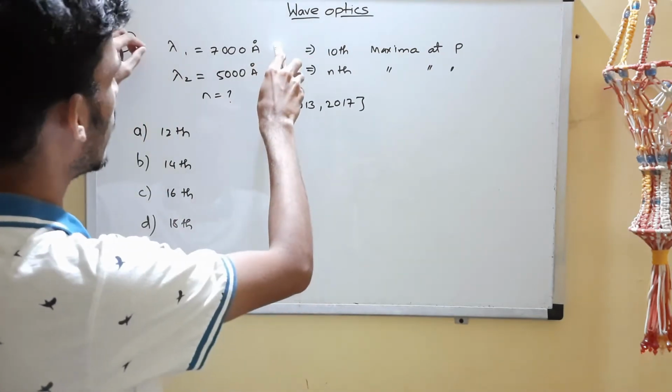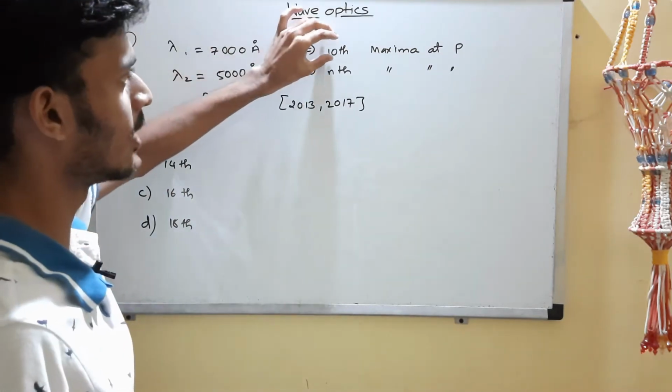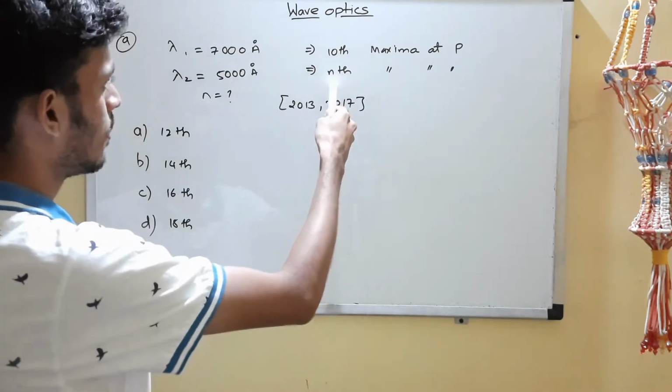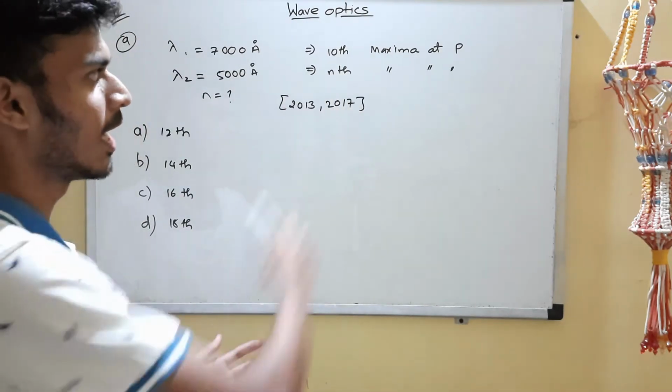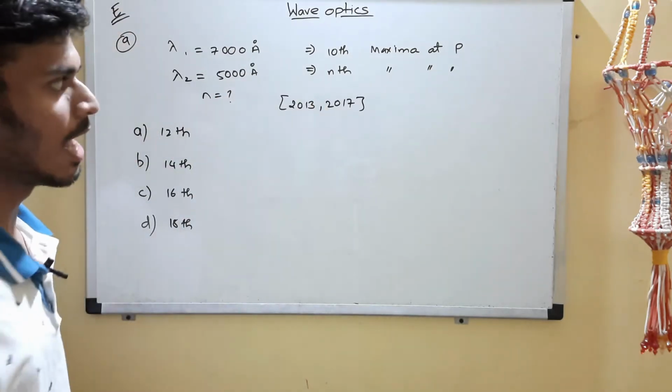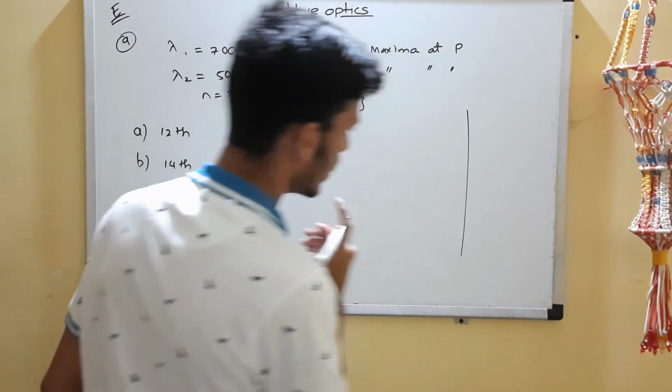So when we conduct it for the first time, we get to know that the 10th maxima occurs at point P. And in the second time, some nth maxima occurs at point P. You are supposed to tell what is the value of this n. Basically, suppose you have the screen over here.